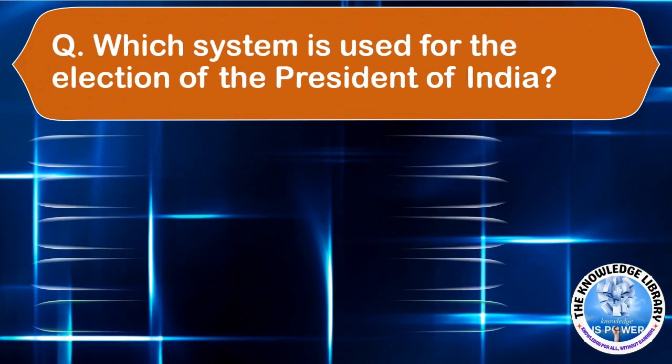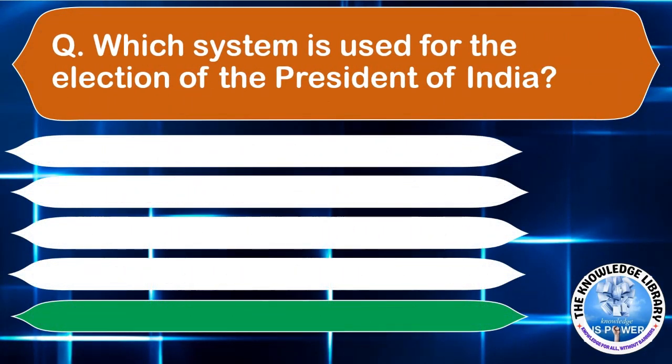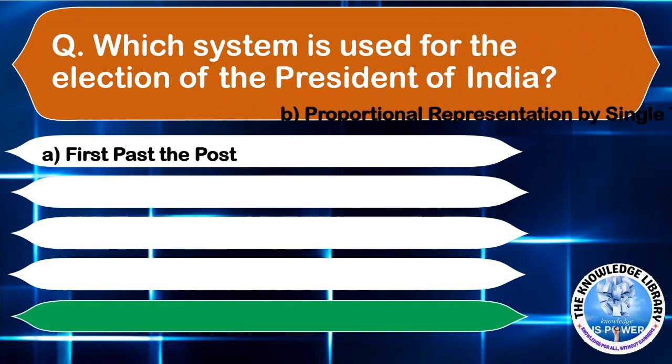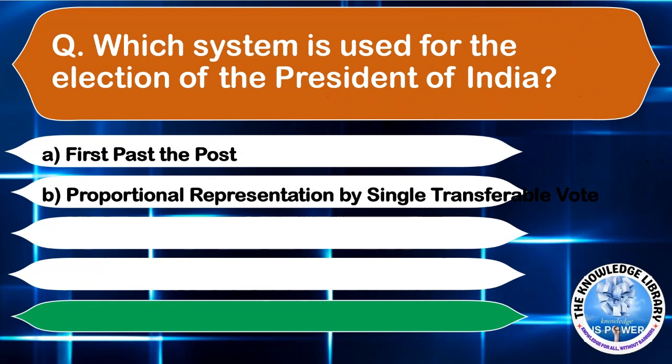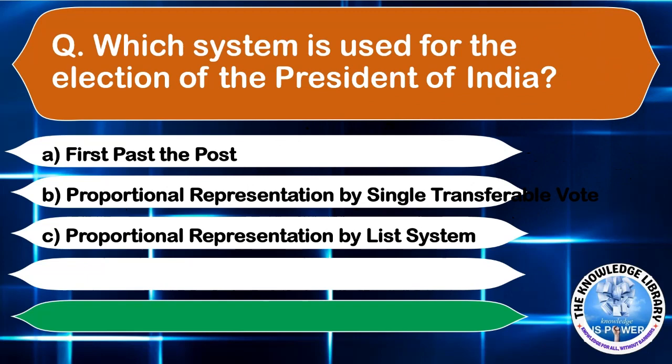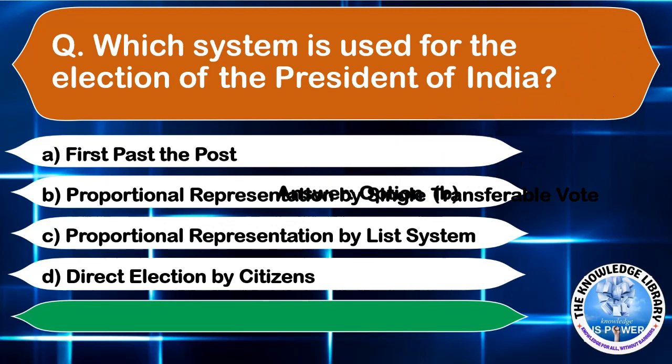Which system is used for the election of the President of India? Option A, first past the post. Option B, proportional representation by single transferable vote. Option C, proportional representation by list system. Or option D, direct election by citizens. The correct answer is option B, proportional representation by single transferable vote. Moving to the next question.